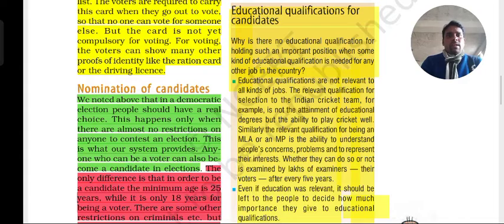The only difference is that in order to be a candidate, the minimum age is 25 years, while it is only 18 years for being a voter. There is only one difference. If you want to become a candidate, you must complete 25 years. At the panchayat level, the state level, or the central level, if you want to become any type of candidate or stand for the election, you should complete 25 years of age. That is what is different. The voting age is 18, and to stand as a candidate, 25 years is totally required.